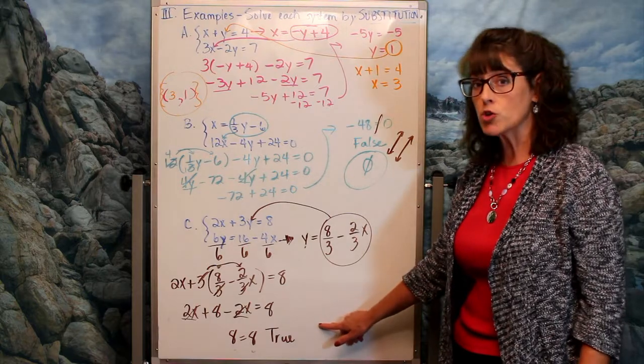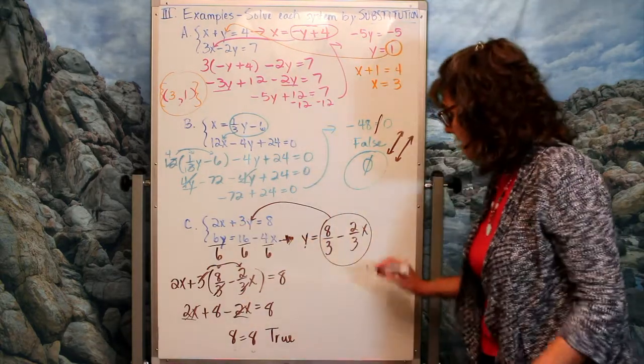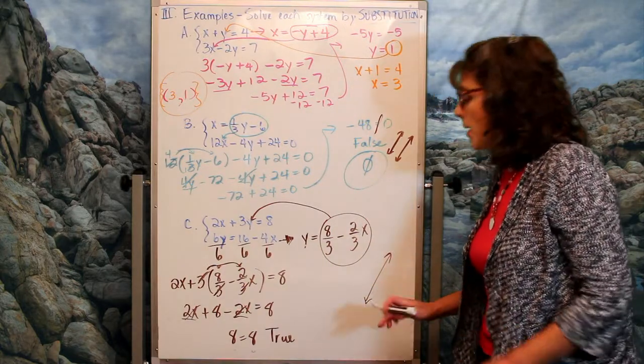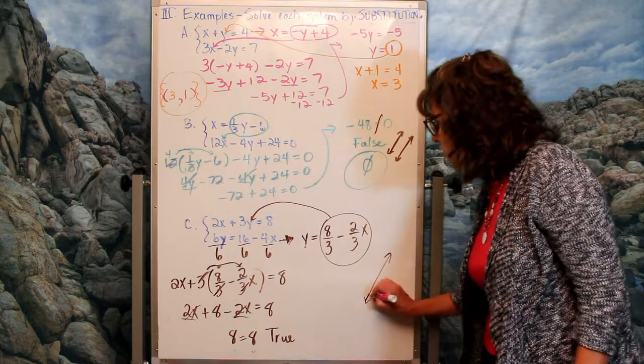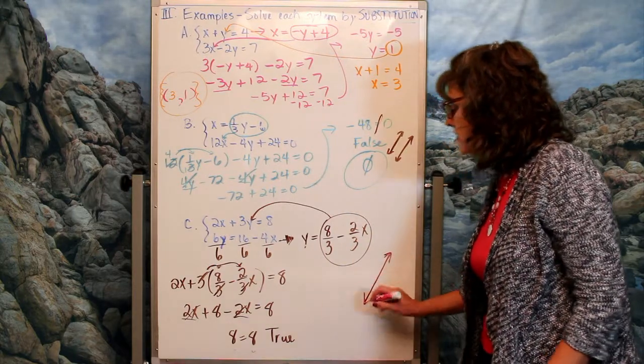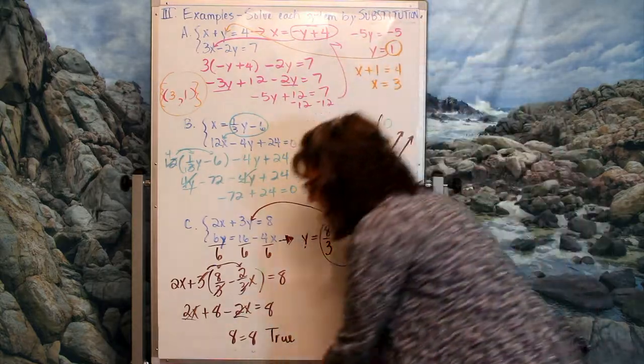Now here, when it's true, what happens is I graph this line, and it may go like this, but then when I graph this one, it's going to fall right on top of it, because a true statement means they are the same line. We discussed that back here.